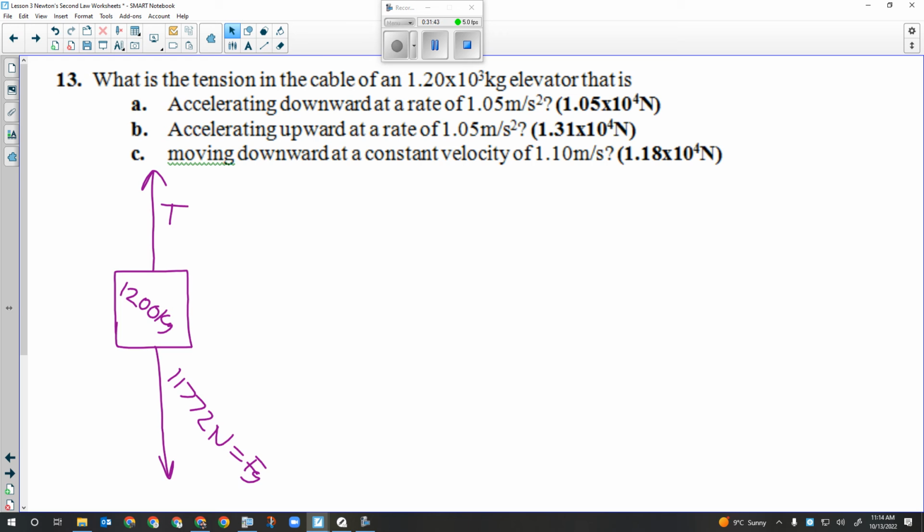It says, calculate what the tension in the cable is when it's accelerating downward at a rate of 1.05 meters per second squared. What can I calculate right now since they told me the acceleration and the mass? I can calculate my net force. So for part A, my F net is going to be mass times acceleration, 1,200 times 1.05.